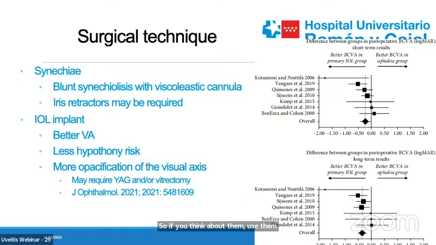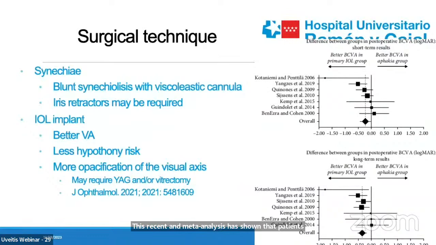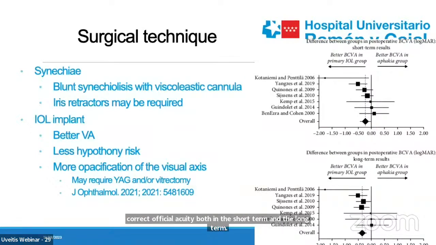About the implant, that was also discussed in the past, whether to leave the patient aphakic or do a primary implant. This recent meta-analysis has shown that patients that received a primary implant ended up with better corrected visual acuity, both in the short term and the long term. So I think the answer here is yes, do a primary implant.